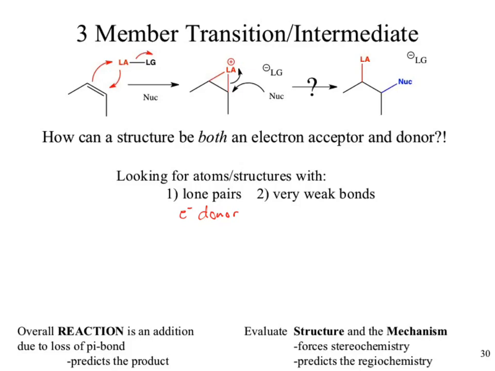Okay? We also need very weak bonds. Why do we need very weak bonds? So the bonds can break easily to generate the electron acceptor. So what we're trying to do is look at our reagents and say which of those things match. Okay? So we've seen this before. Our alkenes do this. Okay? We have kind of lone pairs. We have pi electrons. Okay? And we have very weak bonds.